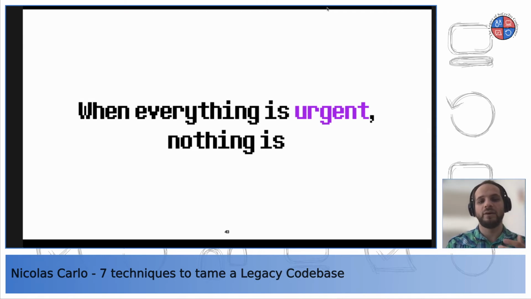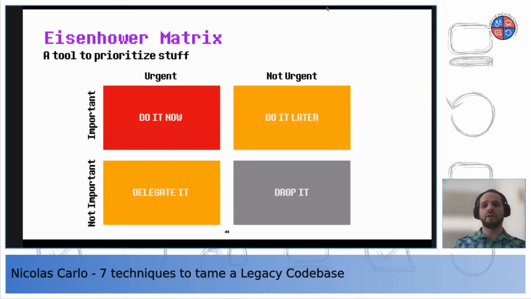The gist of it: when everything is urgent, nothing is urgent. It's not just about code, it's about productivity in general. Your business people, their work is to prioritize features, prioritize work. So they should know about this. There is a tool called the Eisenhower Matrix that is a simple tool to prioritize things you have to do.